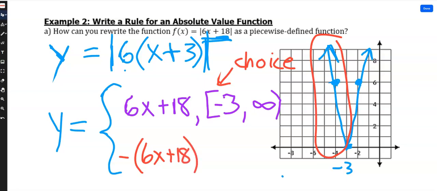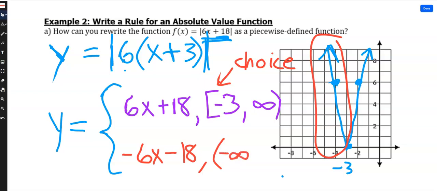Well, is there a better way to say that? Sure there is. What if I distributed that negative and made it -6x minus 18? And then I would say negative infinity, comma, -3. I can't include the -3 in both, so you're going to have to make a choice. Are you going to put the -3 on one side or on the other? It really does not matter to me. You're not going to lose credit either way, so take your favorite pick.